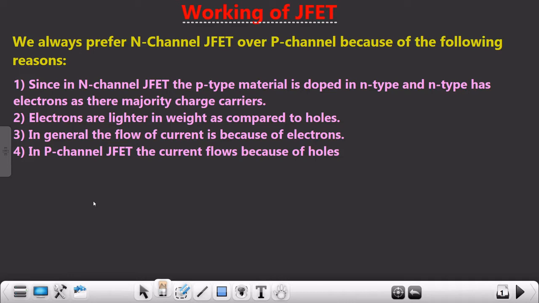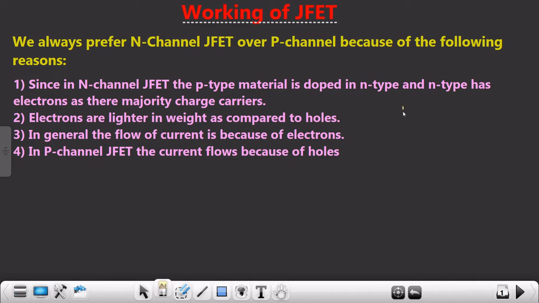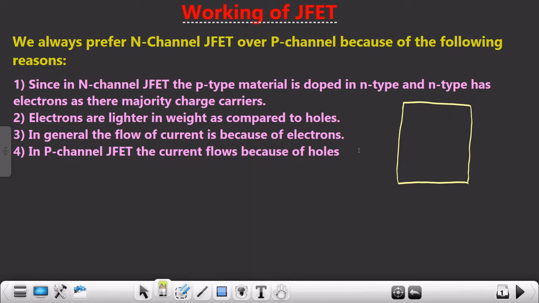As you can see, I have written here that we always prefer N channel JFET over P channel because of the following reasons, and these are the four reasons you are seeing on your screen. The first reason is that in N channel JFET the P type material is doped in N type, and N type has electrons as the majority charge carriers. Just focus on this part. If this is the N type material, in the N type material I'm doping a P type material.